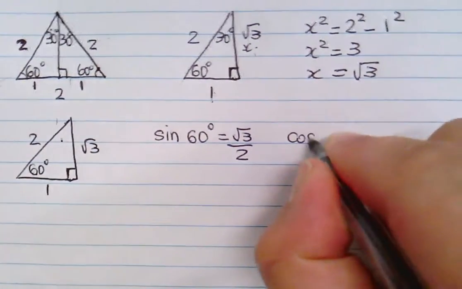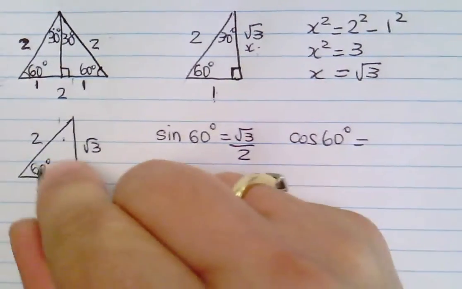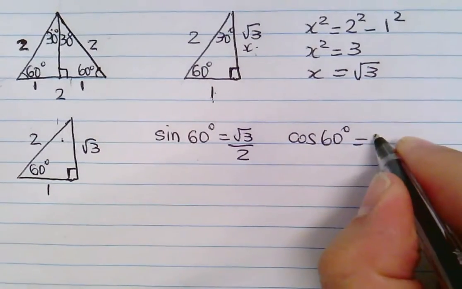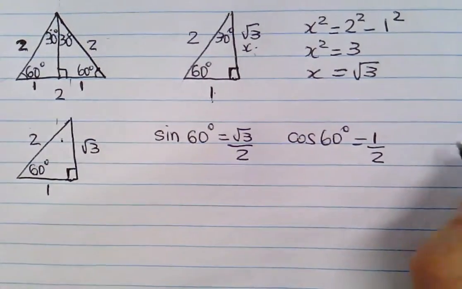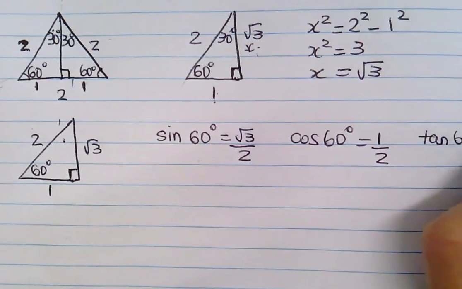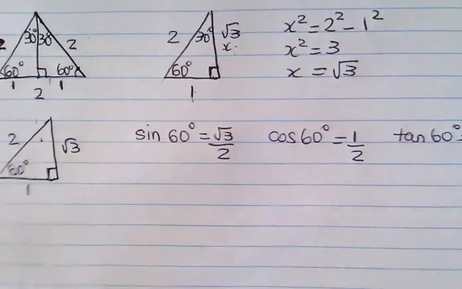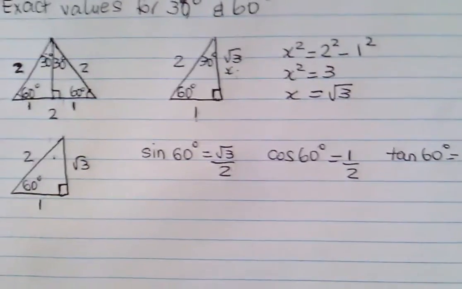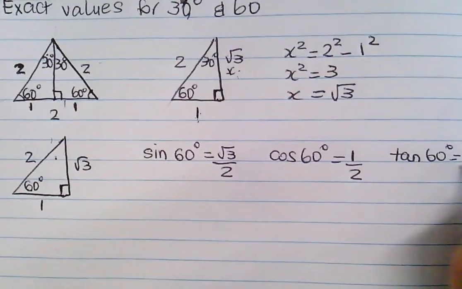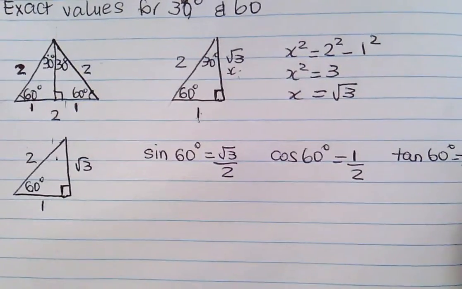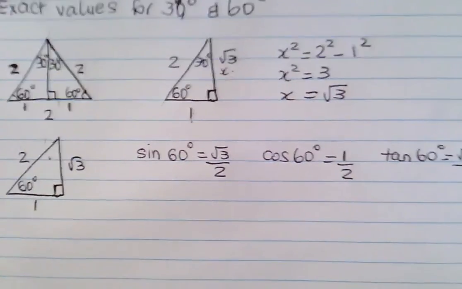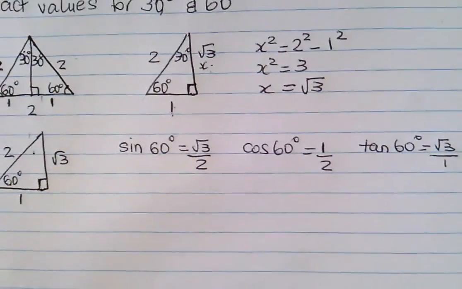Cos 60 is adjacent over hypotenuse. It's 1 on 2, good. And tan of 60, yep, is root 3 over 1, which is root 3. Guys, have you got the diagram? I need to just make this.